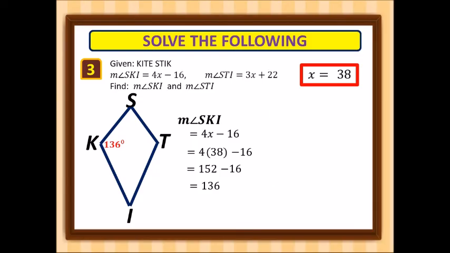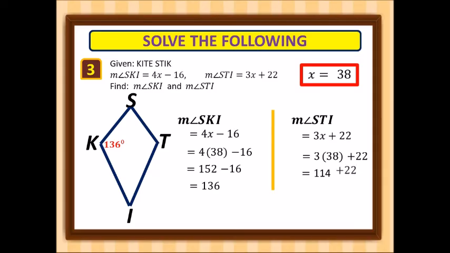Okay, let's check if it is really 136. The measure of angle STI is equal to 3x plus 22, which is 3 times 38 plus 22. 3 times 38 is 114, plus 22. That gives us 136. So as you can see, the measure of angle T is also 136 because the opposite angles of a kite are congruent. Okay, so that's all for today.